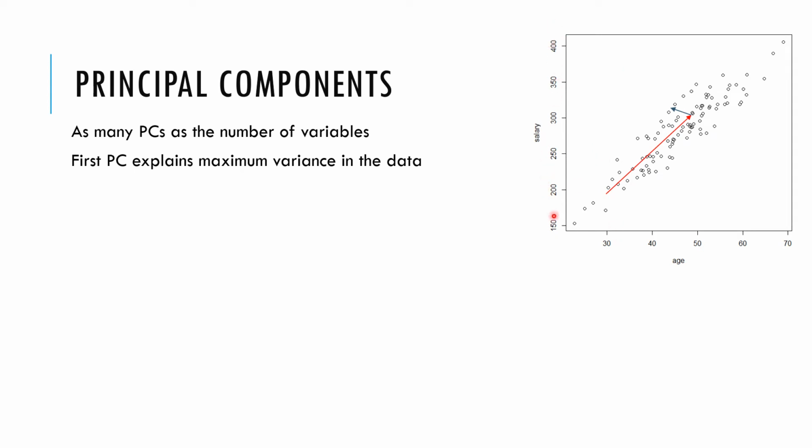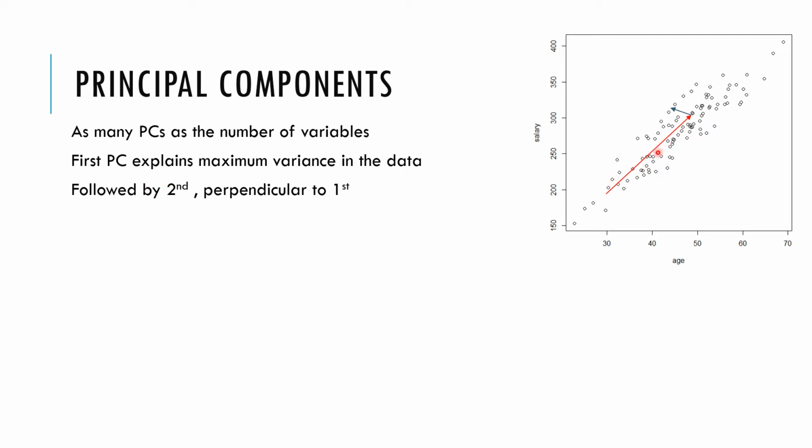I have just plotted the scatter plot of two variables from the data set. It's a very simple data set. It has only two variables, salary and age. So you see these are the dots, which are basically the data points, and this is the first principal component and this is the second principal component, right? So the first principal component explains the maximum variance in the data.